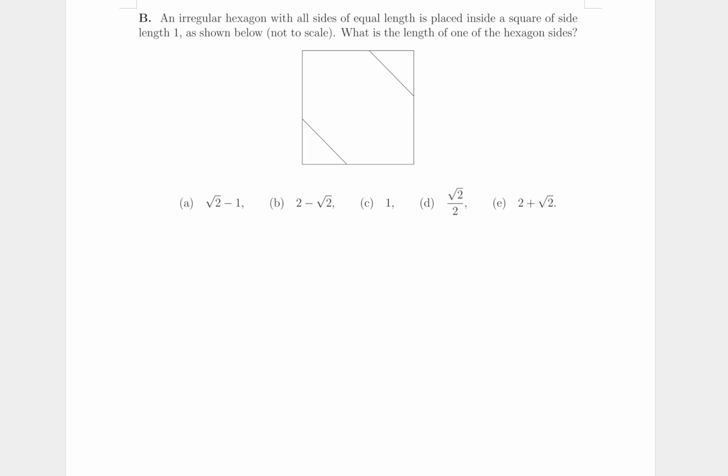Okay, question B, some geometry going on. So an irregular hexagon with all sides of equal length is placed inside a square of side length 1, as shown below. What is the length of one of the hexagon sides?